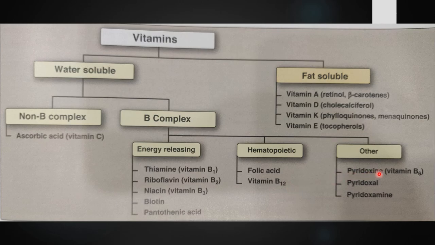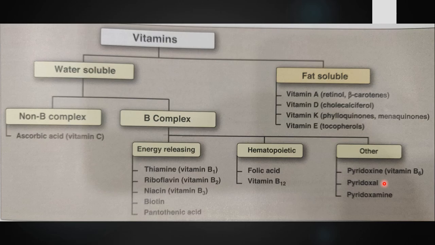And the last one is pyridoxine, vitamin B6, pyridoxine. So the B complex group has 9 to 10 vitamins coming under it.